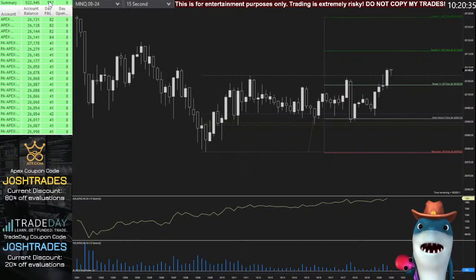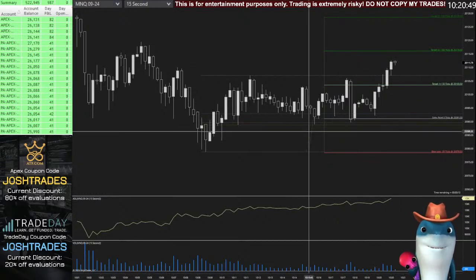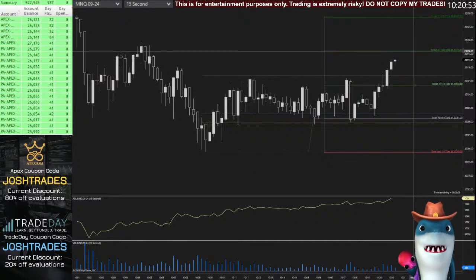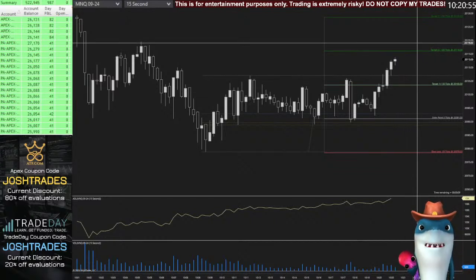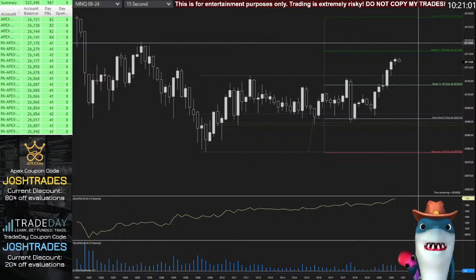You can see that in total, I made almost $1,000 across all my accounts. Just made a little progress in my PAs, and the evals are also getting close to the target. Wow, yeah, this trade, you can see that 2-to-1 probably is going to get hit here. Maybe this liquidity should have been my target. Yeah, we'll see if it gets there.